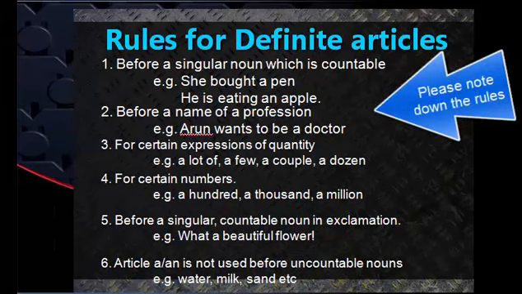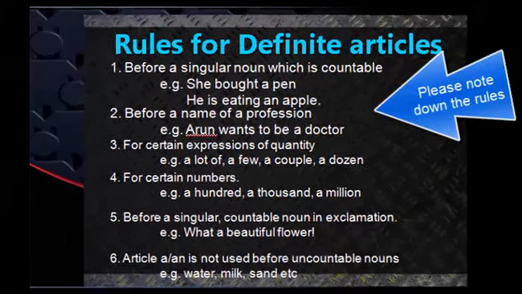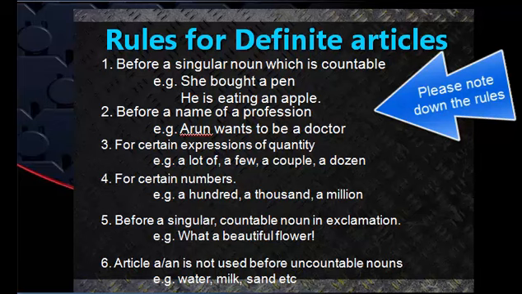Rules for definite articles. 1. Before a singular noun which is countable. Example: she bought a pen. He is eating an apple. 2. Before a name of a profession. For example, Aaron wants to be a doctor. 3. For certain expressions of quantity. For example, a lot of, a few, a couple, a dozen. 4. For certain numbers. For example, a hundred, a thousand, a million.